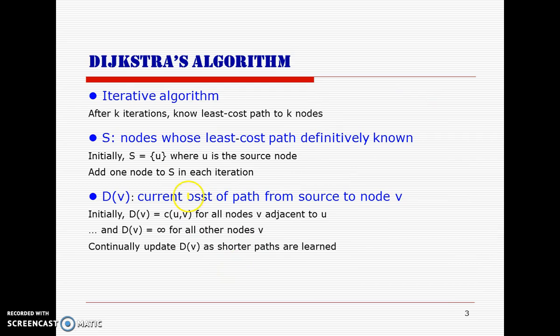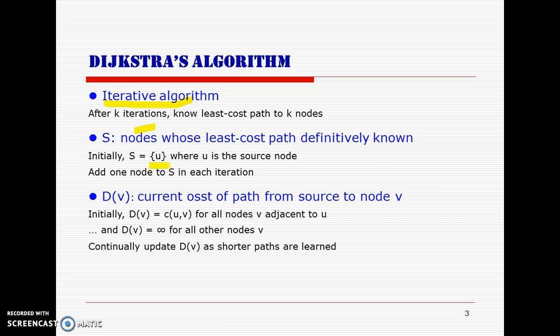Now what we will do here is apply the iterative algorithm. After k iterations, we know the least cost path to k nodes, where k may be 1 to n, and s is the set of nodes whose least cost path is definitely known. Initially s is equal to u, the source node in the graph.